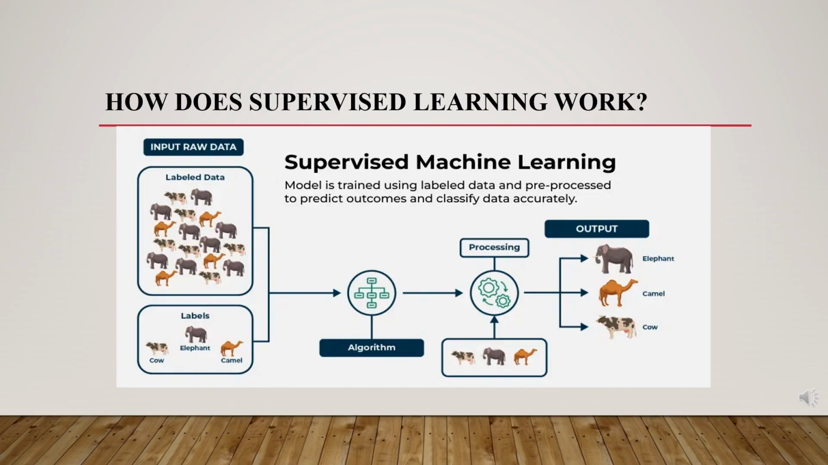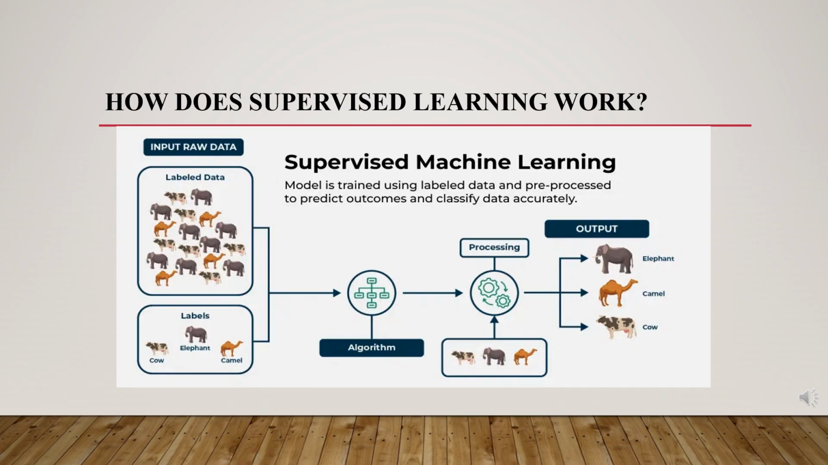The image explains how a machine learning model learns from labeled data to make accurate predictions or classify data into categories. Input raw data. This is the starting point. We have raw data that we want the machine to learn from. Here, the raw data consists of animals like elephant, camel, cow.